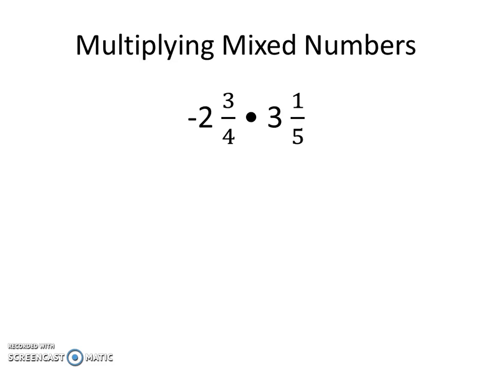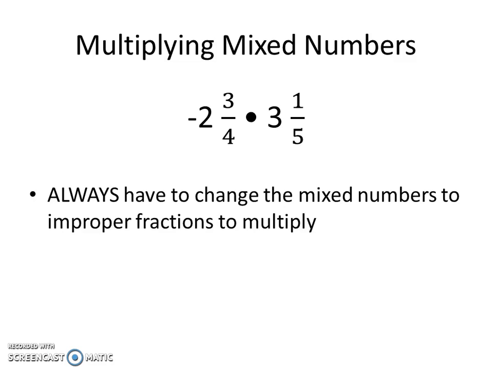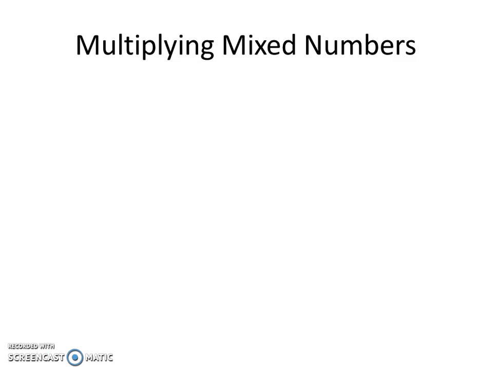Now, we're going to talk about multiplying mixed numbers. It's really similar to multiplying with fractions. When you have two mixed numbers, for example, negative 2 and 3/4 times 3 and 1/5, your first step is always going to be to change the mixed numbers to improper fractions. I'm going to explain later why not changing them would give you the wrong answer. So we have to change these mixed numbers to improper fractions.